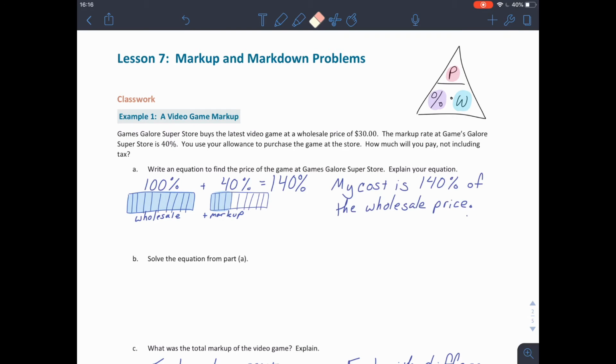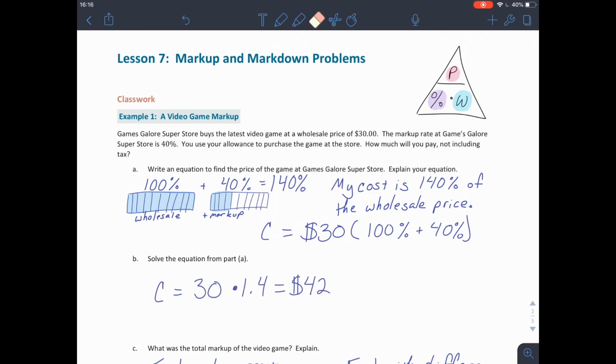So my cost would be 140% of that wholesale price. So then my equation would just be my whole times my percent, being the 100% plus the 40%. To solve that, I just do 30 times 1 4/10, which is 140% as a decimal, and I get that I pay $42 for the game.